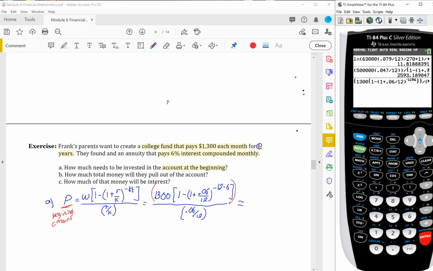Okay, I get, and I hope you agree with me, $78,441 and, if I round to the nearest penny, 37 cents. This is the amount of money that the annuity needs to start with so that it'll fund payments of $1,300 each month for 6 years.